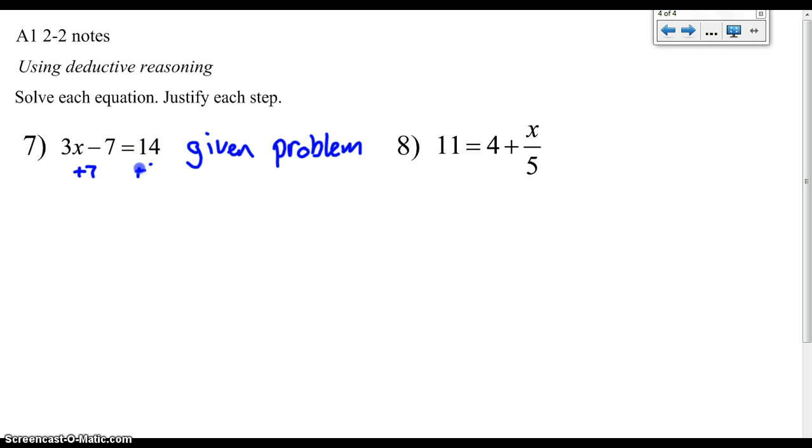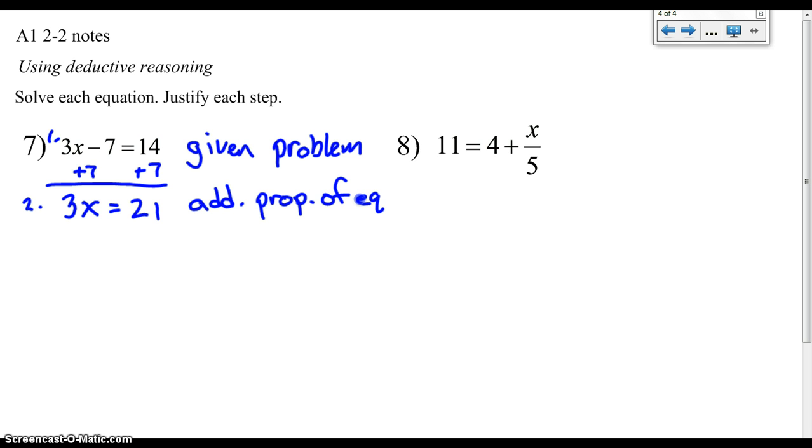We add 7 to both sides. The difference is when I get to this point right here, I need to explain why I was able to do that. How did I go from step 1, that I'm calling step 1 here, down to step 2 down here? The reason was we were able to add to both sides. That's called the addition property of equality. So in other words, we kept the equation with the same value. We just added 7 to both sides to get rid of one portion of it.